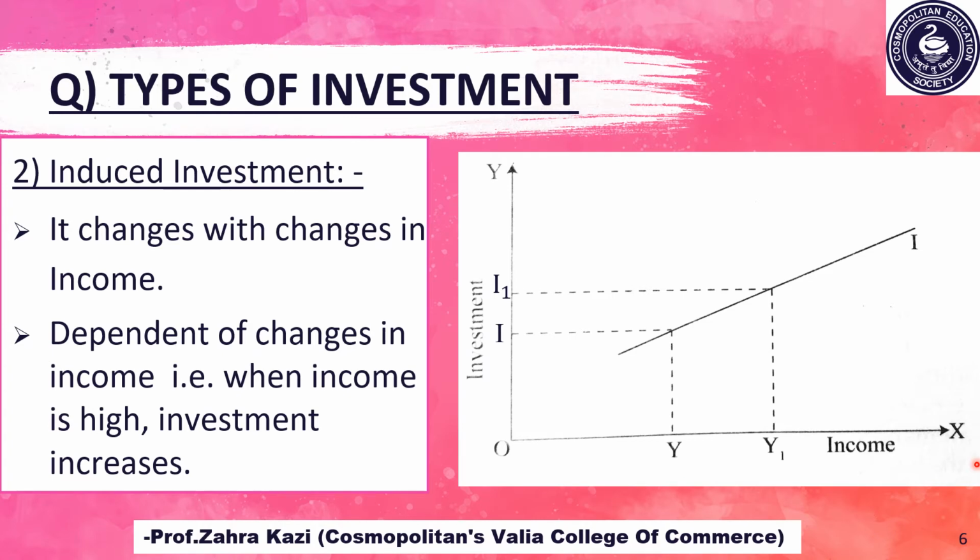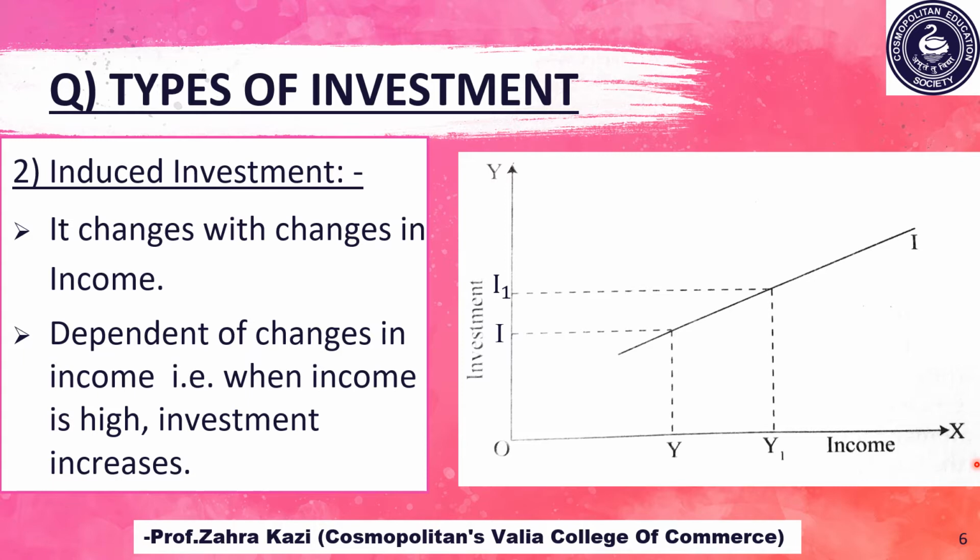The next type of investment is induced investment. Induced investment is opposite of autonomous investment. So induced investment is an investment which changes along with the change in income. And that is why we say that induced investment is dependent on income. That is, if income is high, investment also increases.